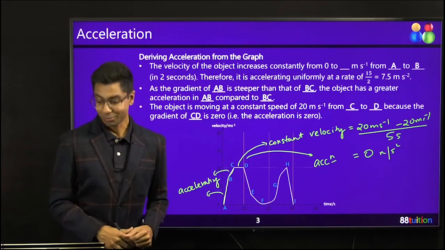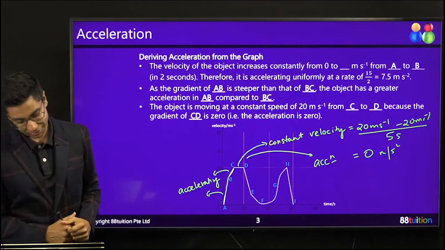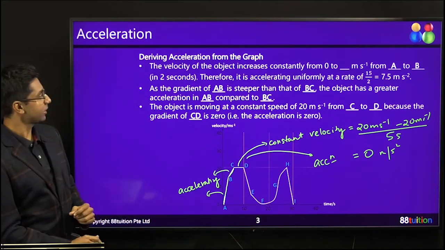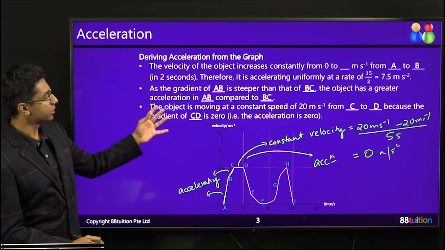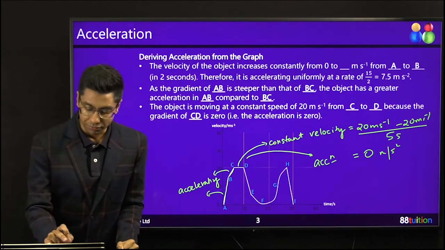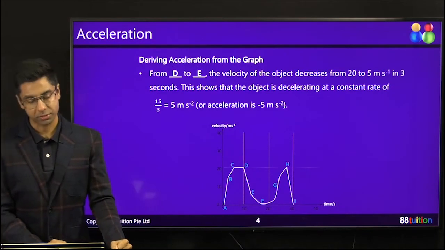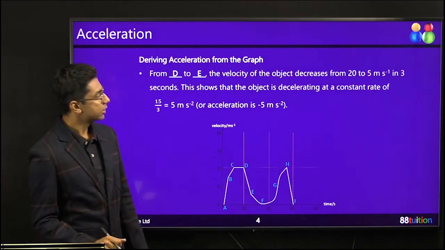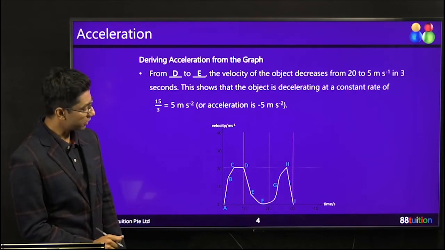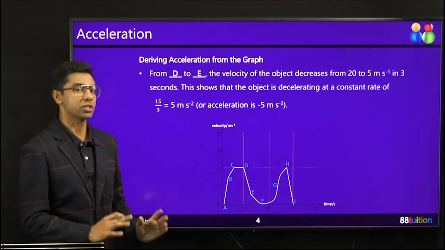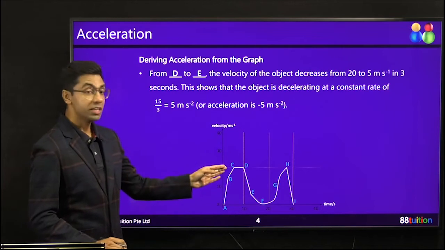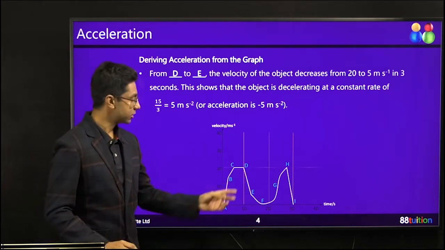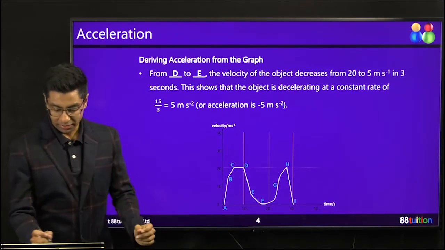Let's look at the more challenging looking ones. Wow, that really looks like a valley maybe. Let's look at the valley. I've actually covered all these points. You can read it. So now we're going to the valley section. After D, what happens? From D to E, the velocity decreases from 20 to 5. Again, it's actually a straight line, but we are changing. We're given two increasing lines, one constant velocity with zero acceleration. Now, negative. Why? How do you get negative?